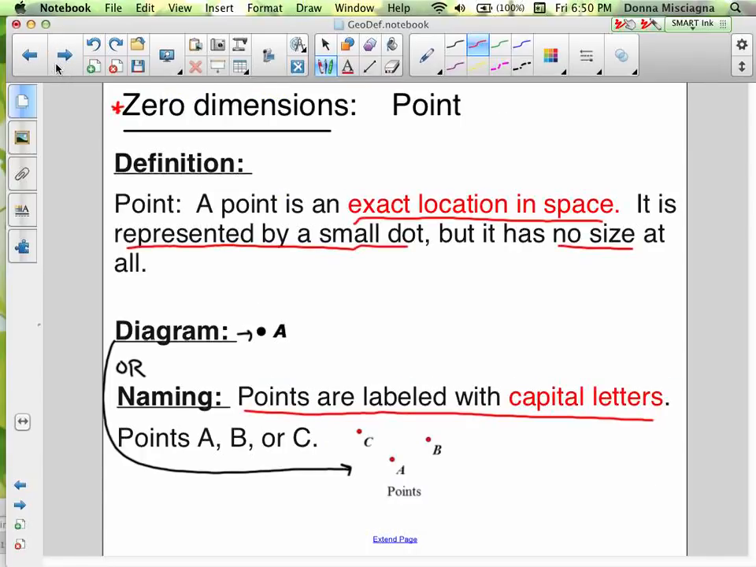Right? So you've got your, next to point, you'd write 0 dimensions. For definition, you could write what I've underlined in red. And then for the diagram, you can use either one of those 2. And then for naming, points are labeled with capital letters. All right, let's move on.